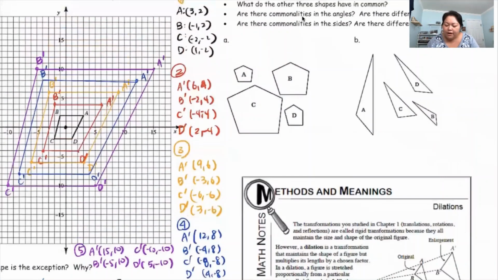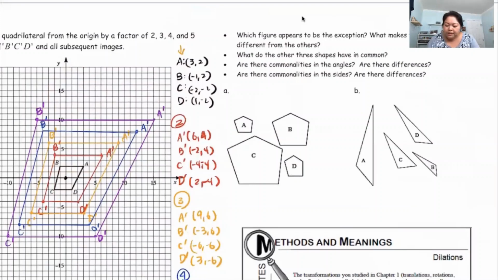Okay? All right. Which figures appear to be the exception? What makes a shape different than the others? What do the 3 shapes have in common? Are there commonalities in the angles? Are there differences? Are there commonalities in size? Are there differences? So there's a lot of things to talk about, right? So let's take a quick look here.